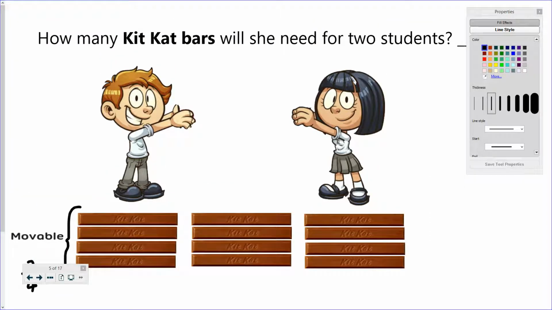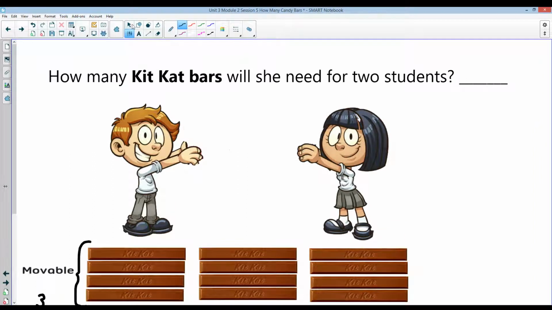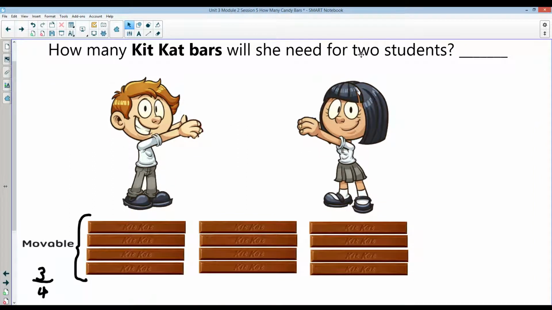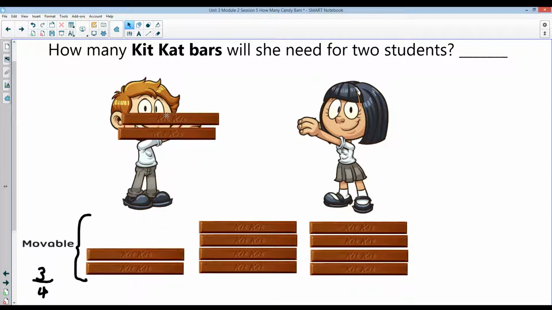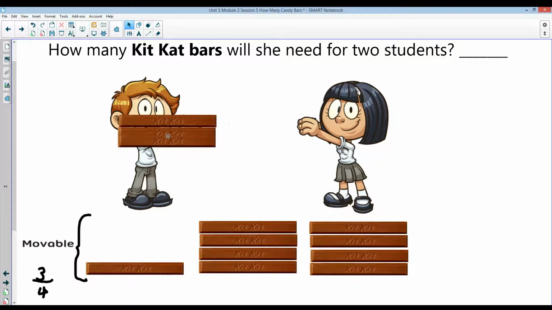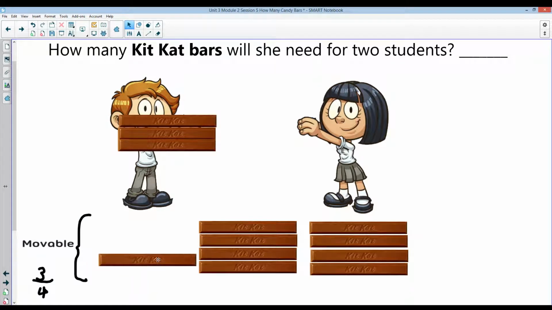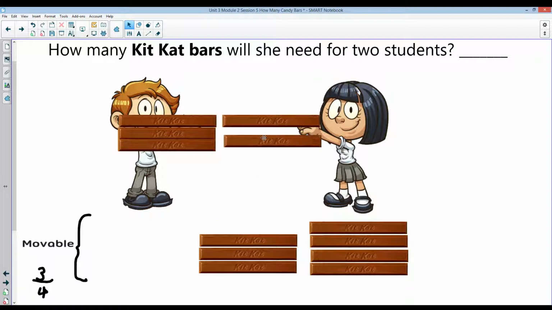Okay, so I get back to here. So how many would 2 kids get? Think about it for a second. All right, so you probably thought, hey, why don't we just divide those up and say, what does he get? He gets 1, 2, 3. Yum. And then she would get 1, 2, 3/4. And how many would that be?